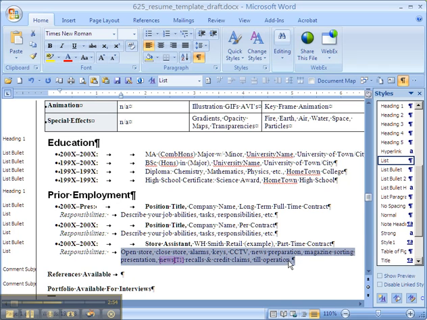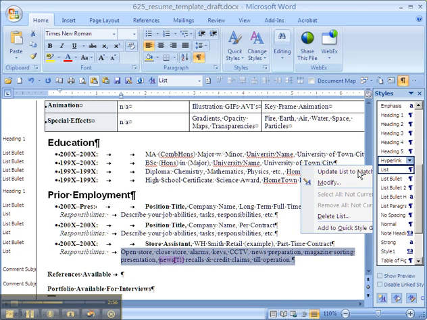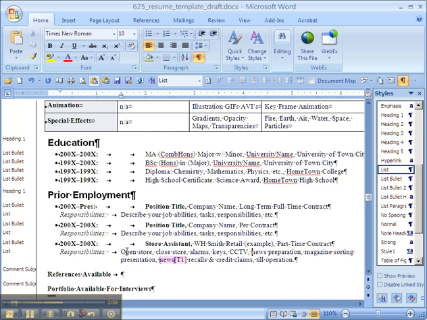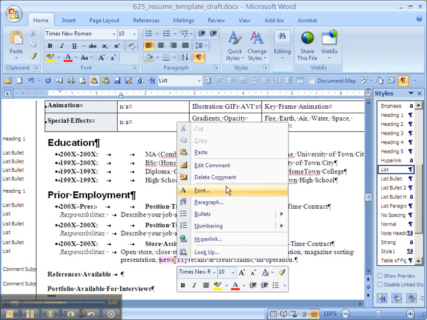And then once I've done that, I can go over here to list and say update. All right. So now my style is coded with that information. Anyway, I think that answers your question. So I hope that helps.